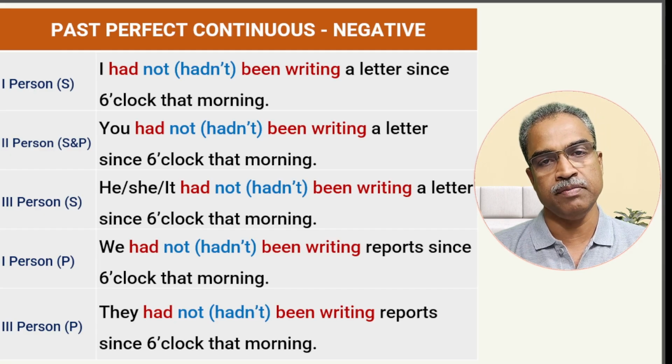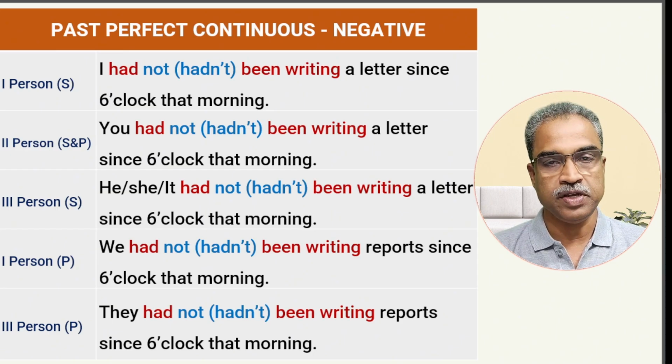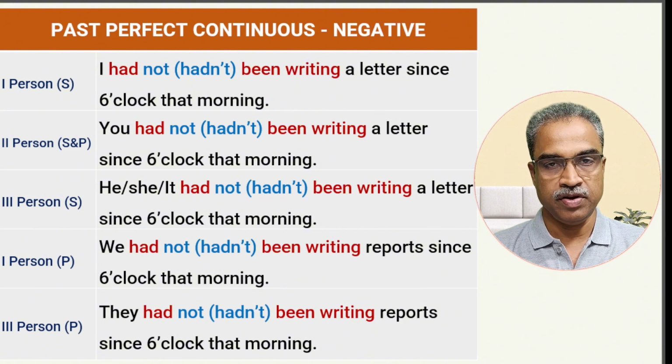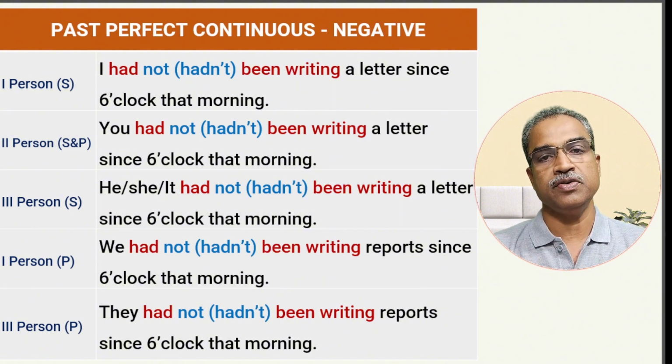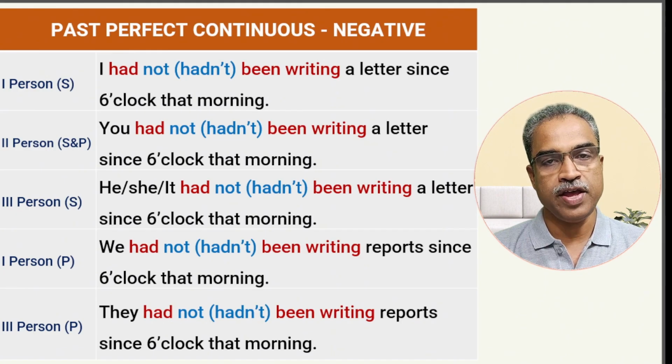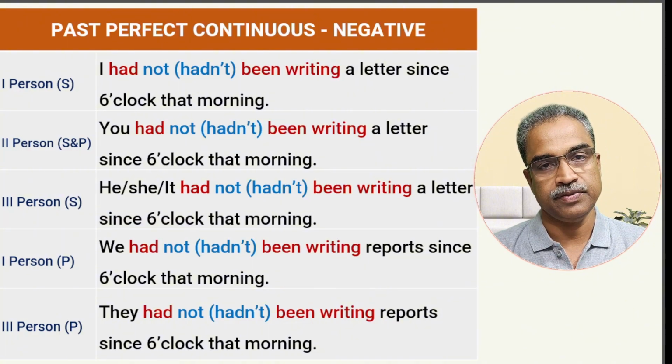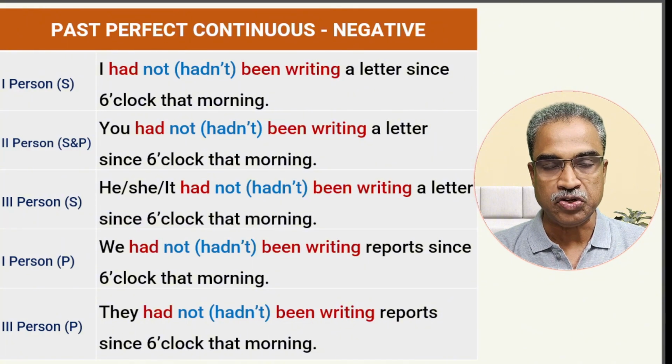So the rules are the same. It applies to all the tenses, the general rule, which means you need to place the not immediately after the first auxiliary verb. And in the past perfect continuous, the first auxiliary verb is always going to be had, whichever may be the subject. Either it is singular or plural, first person, second person, third person, no issue. The auxiliary verb is always going to be had. I think that is very clear to you.